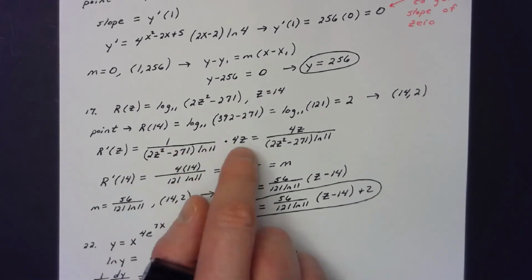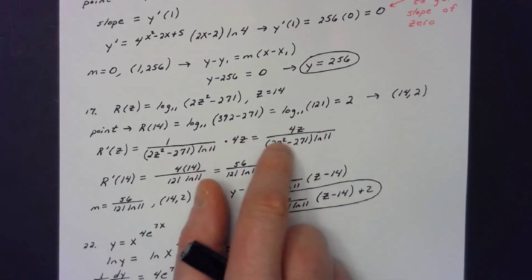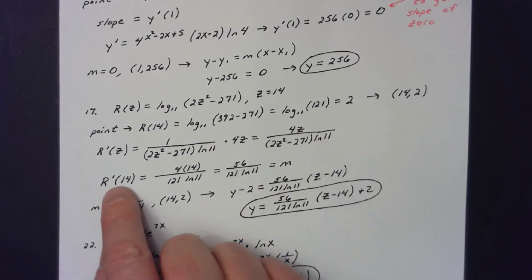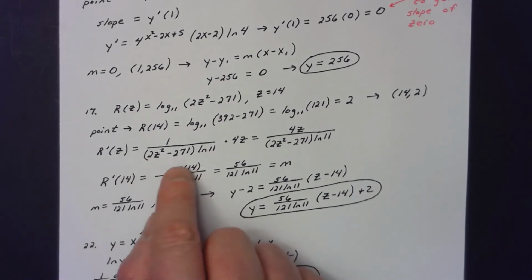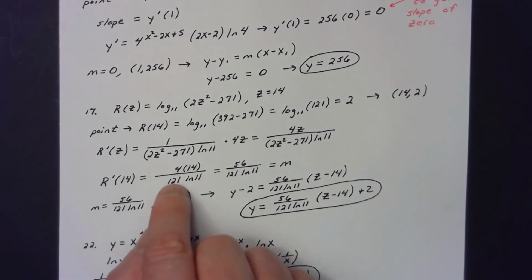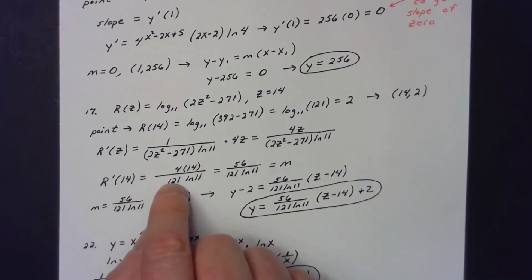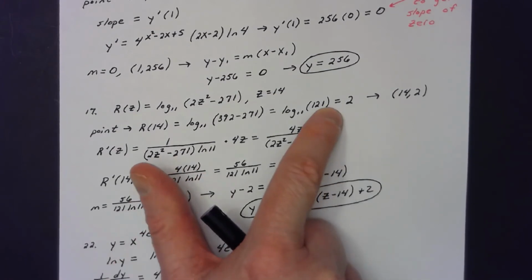Derivative of 2z squared is 4z. That 4z moved up to the numerator, and there's really nothing I can do to simplify that. But now I do need to evaluate that at 14 to get the slope, and that's what I did. You'll see 4 times 14. I already knew that this quadratic here would simplify to be 121. That's what I did up here.